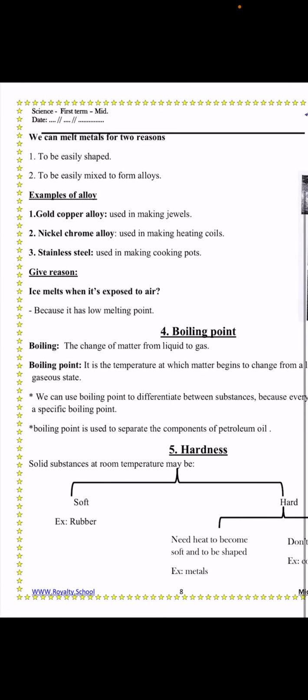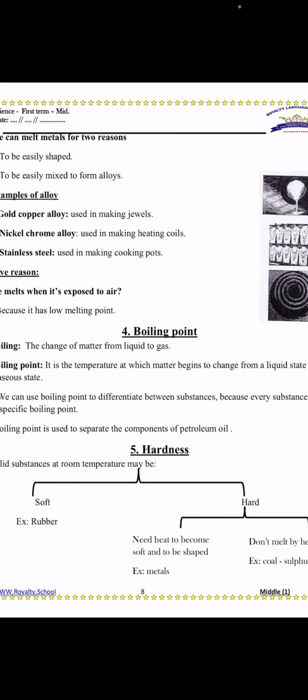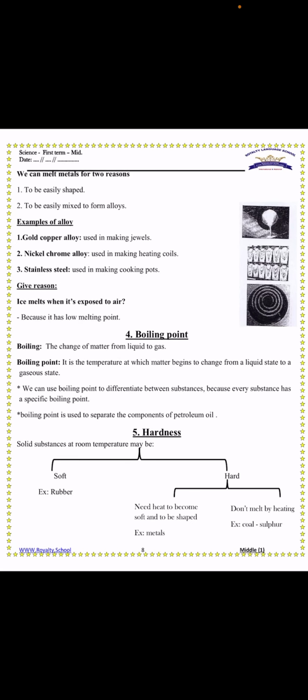Boiling point. Each substance has its own boiling point, so we can differentiate between substances by their boiling point. Boiling is the change from the liquid state to the gaseous state by heating. Boiling point, when I say point, you will say temperature. Boiling point is the temperature at which the matter begins to change from the liquid state to the gaseous state.